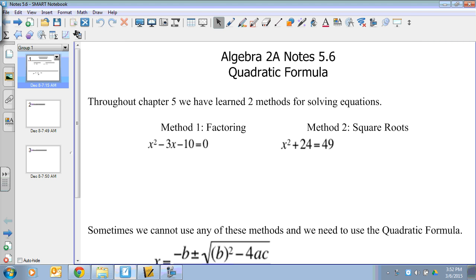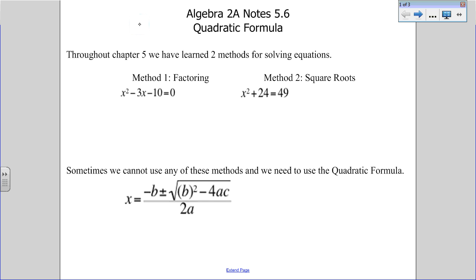All right, ladies and gentlemen, we're going to take a look at lesson 5.6, and lesson 5.6 has to deal with the quadratic formula. And that should sound familiar to you because we did work with this your freshman year. But as we take a look throughout chapter 5, we've learned two methods so far for solving quadratic equations.